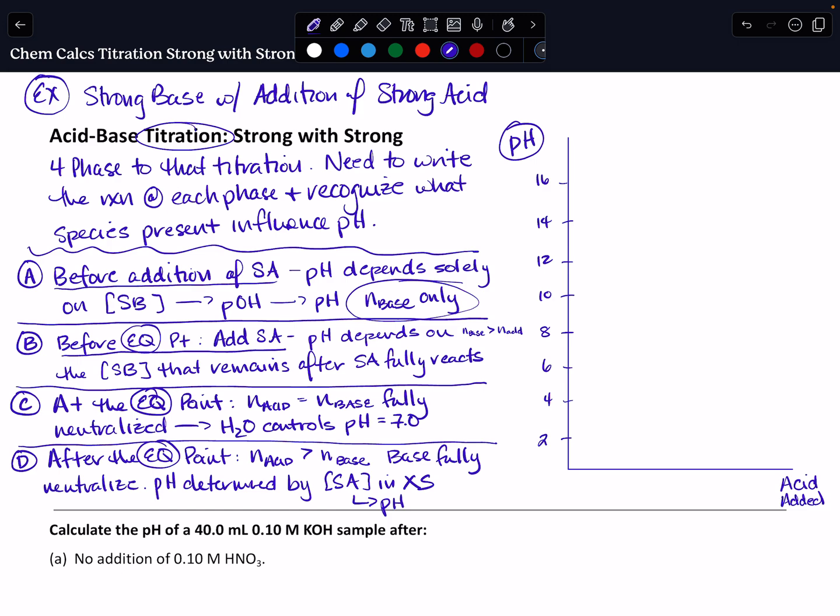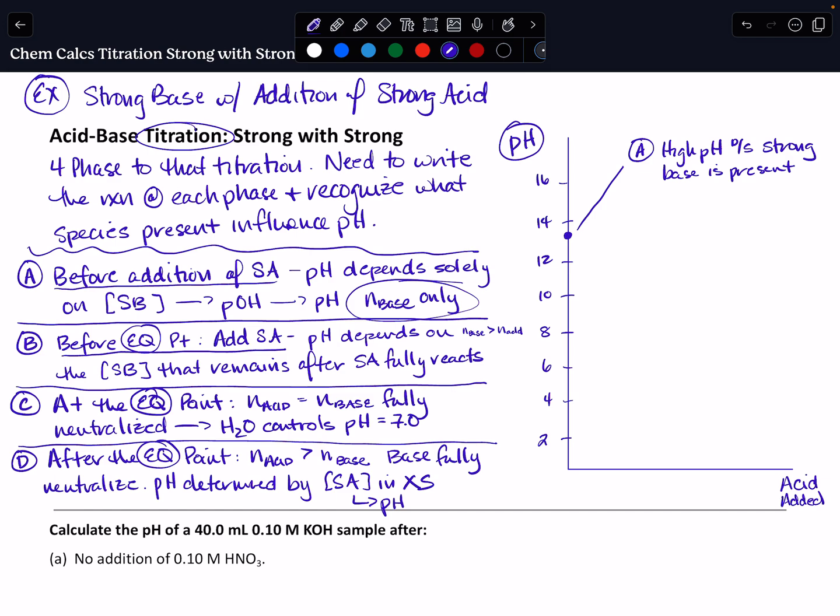Because this is a strong base in solution, I would expect to see the initial pH value to be very high. So this is phase A. We get a high pH value because strong base is present. That would be the first indicator to me. If someone gave me a titration curve and it had an initial pH value up near 14, it's a strong base that's being titrated.